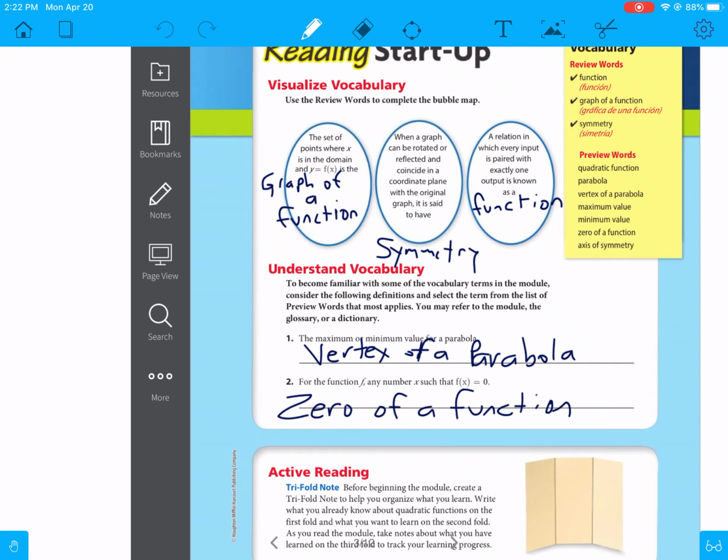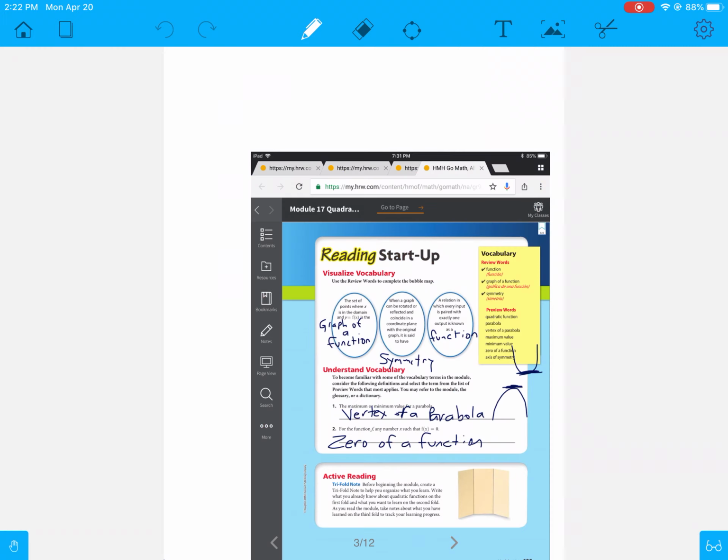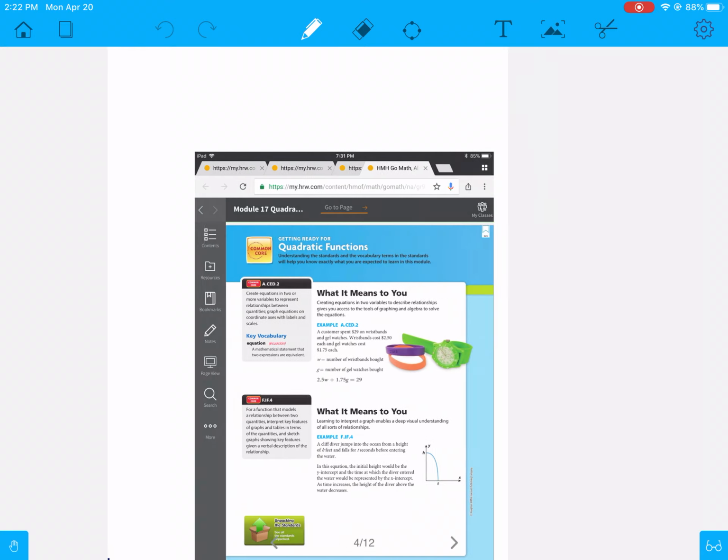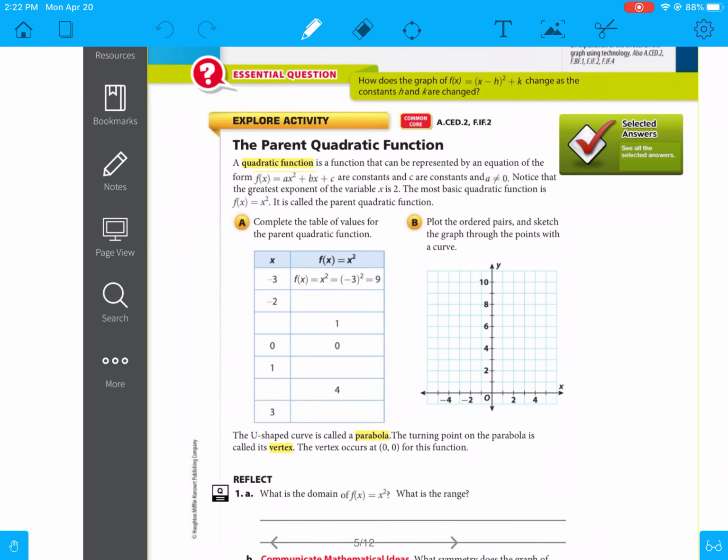So for numbers 1 and 2 of the Understand Vocabulary, the maximum or minimum value of a parabola is the vertex. The highest point is the vertex, that would be a maximum, and if it goes down and then goes up, that would be your minimum, the lowest point. And for number 2, the value of a number x such as f of x equals 0 is a zero of a function. So we're going to start with translating quadratic functions, which all this means is moving them up and down and left and right.